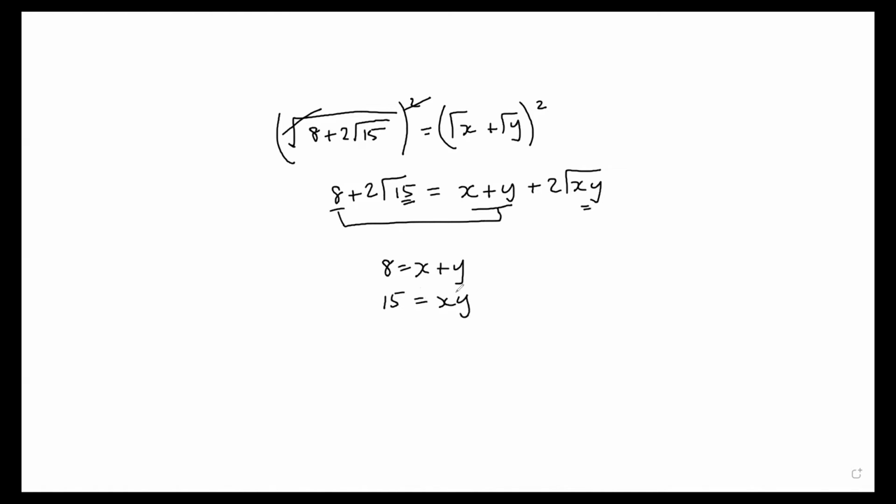Okay, so you can actually do this by guessing. So it's going to be 3 times 5, isn't it? So 3 plus 5 is 8, and 3 times 5 is 15. So actually, this one is easy enough to guess. You don't need to solve it with your simultaneous equations because the numbers are quite small. Okay, so we end up getting x equals 3 and y equals 5. It doesn't matter which one is which in this case because they're added. So root 3 plus root 5.